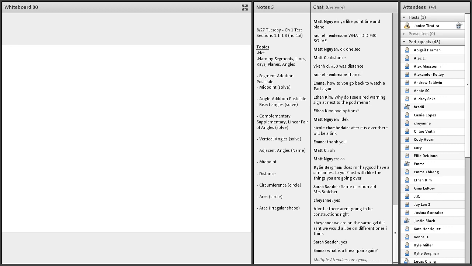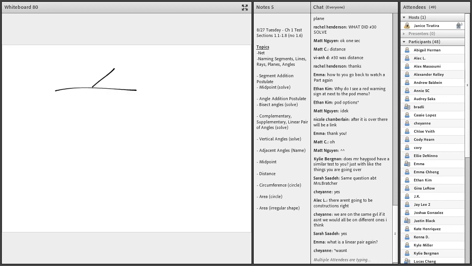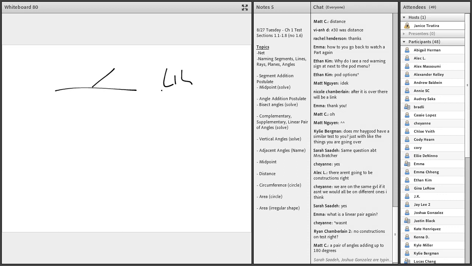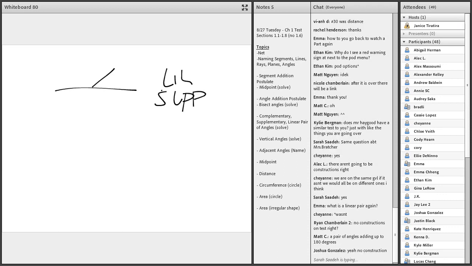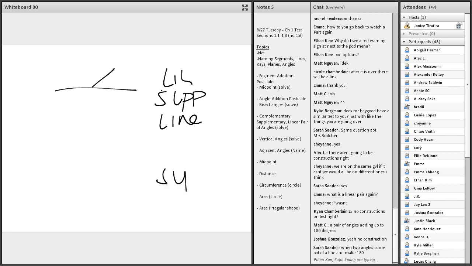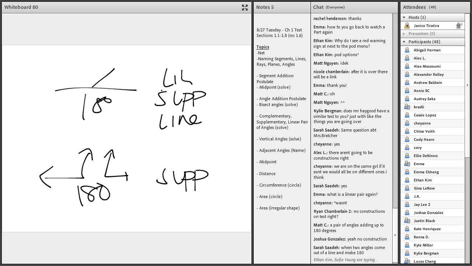Okay. Linear pair is 2 angles that touch and form a line. So a linear pair is also supplementary, and they form a line. Versus supplementary, just the word supplementary, is just 2 random angles that are not touching and they add to 180. But for a linear pair, they have to touch like so.